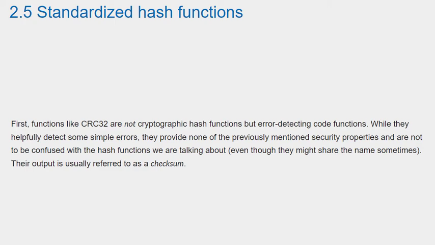First, functions like CRC32 are not cryptographic hash functions, but error-detecting code functions. While they helpfully detect some simple errors, they provide none of the previously mentioned security properties and are not to be confused with the hash functions we are talking about, even though they might share the name sometimes. Their output is usually referred to as a checksum.